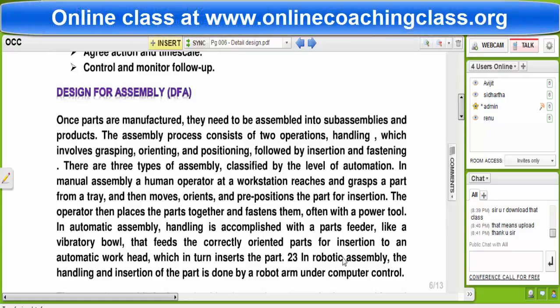As the name suggests, design for assembly, we understand that something assembly we have to design. That means once parts are manufactured, they need to be assembled into sub-assemblies and products. The assembly process consists of two operations: handling, which involves grasping, orienting, and positioning, followed by insertion and fastening.